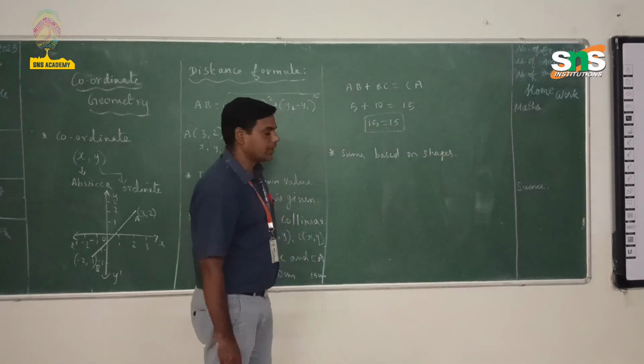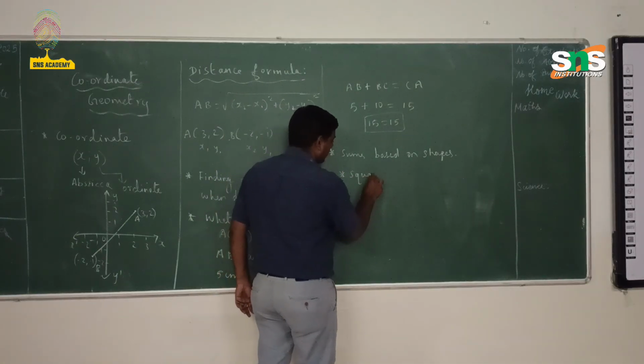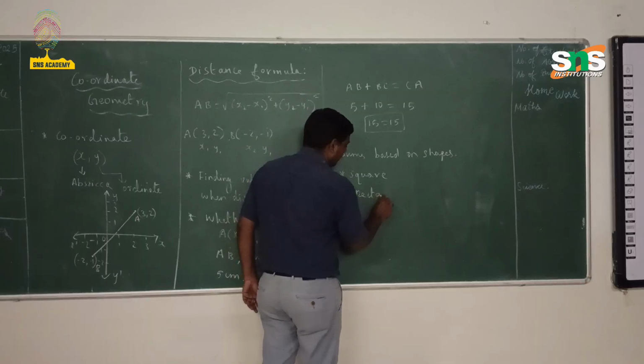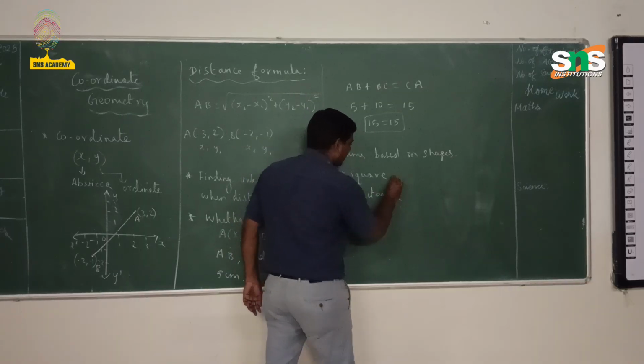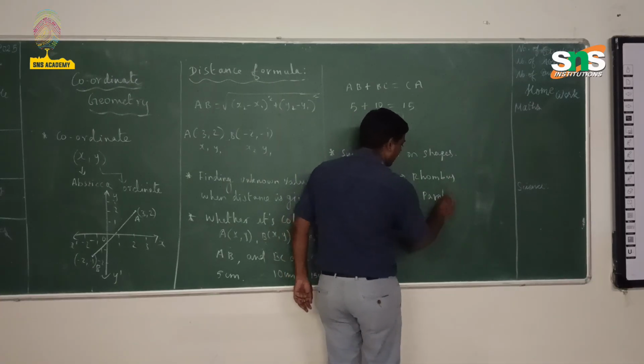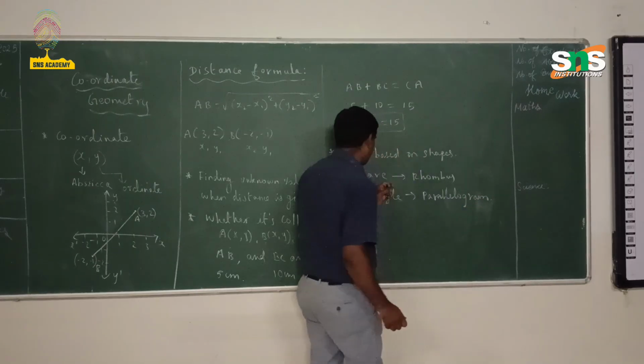So here what we do is they will give the shapes like square, rectangle, and then rhombus. Square and rhombus will have similar conditions, and rectangle and parallelogram will have similar conditions. So here only one change will be there.